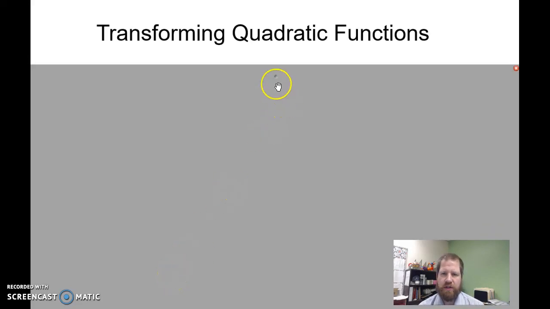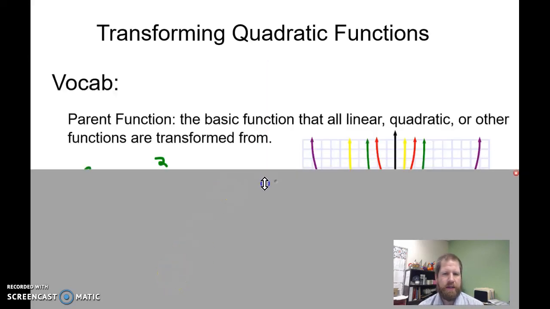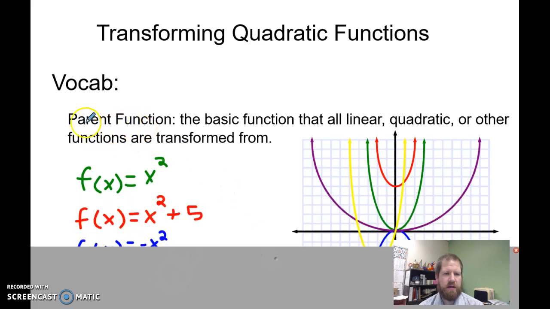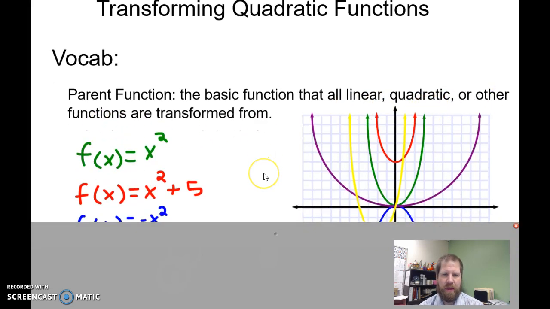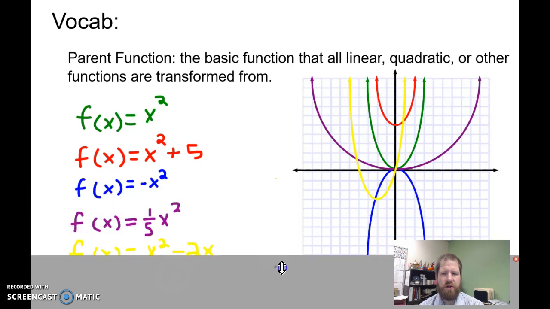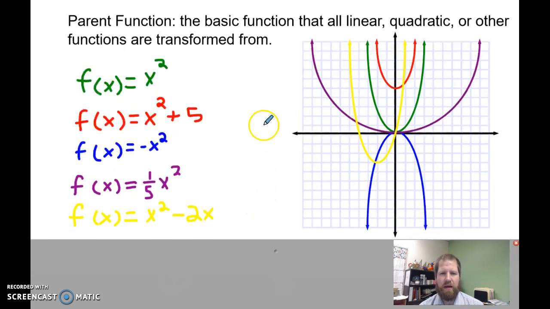Transforming quadratic functions. Our only vocab today is parent function, and that's basically the starting function, the most basic form of either a linear, quadratic, or a different type of function. The parent function for a quadratic is going to be this one: f of x or y equals x squared. That's our parent function. That's the one that starts everything else off.